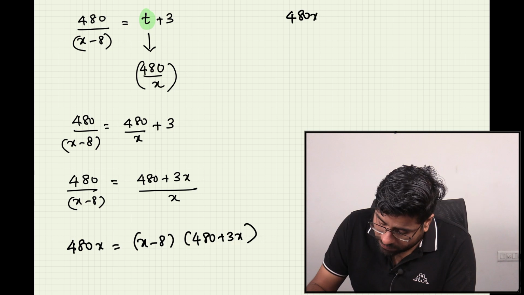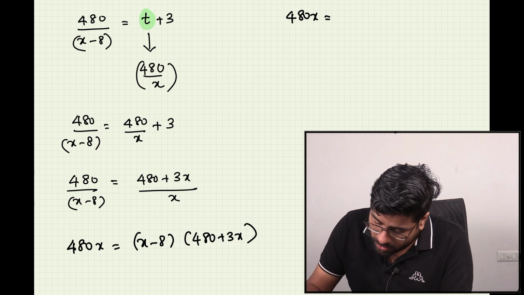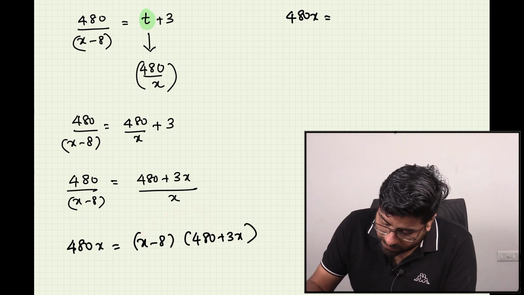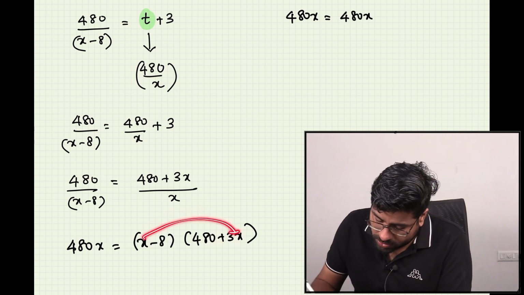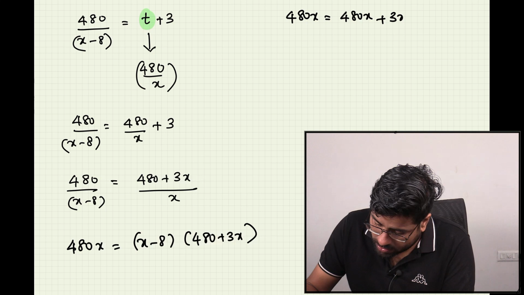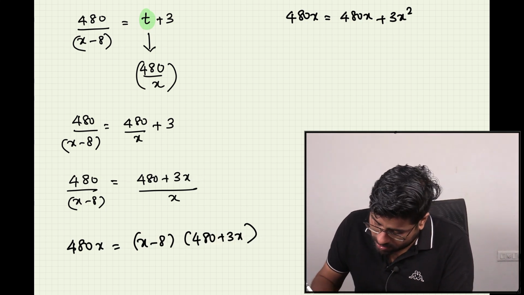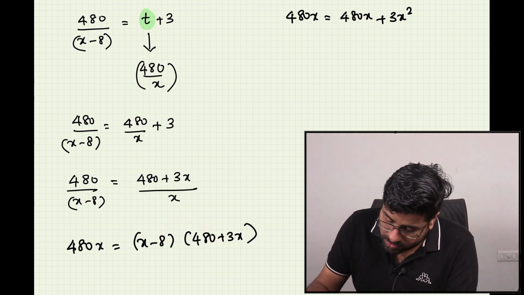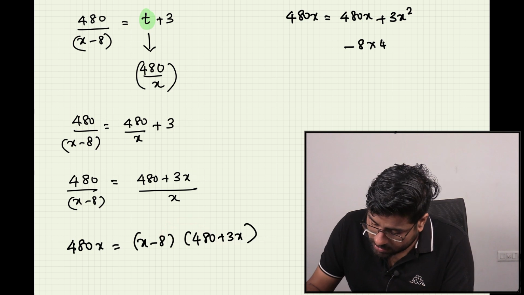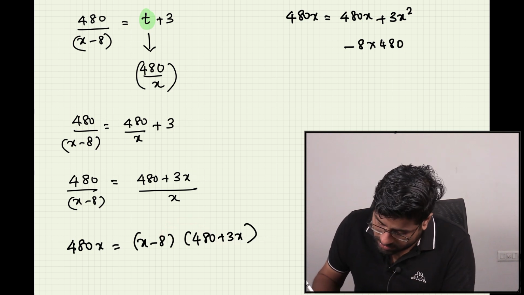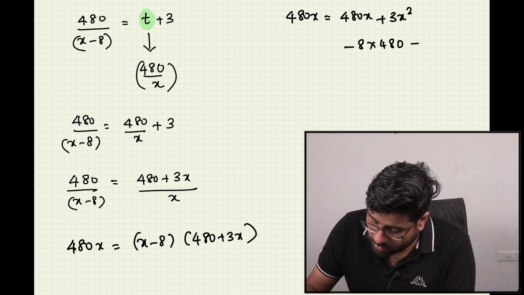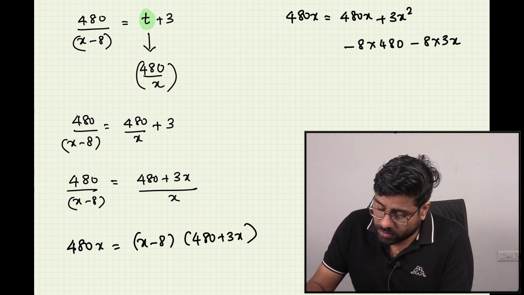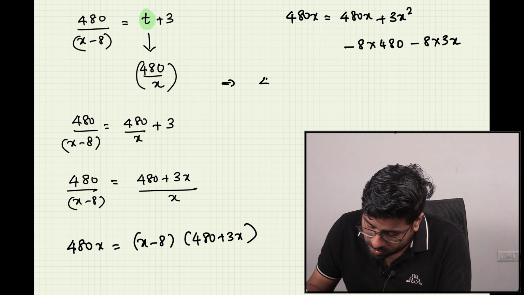So this is going to be like this, and I'm going to multiply. That is going to be 480x is equal to, I'm going to multiply these two, that is going to be 480x. Then I'm going to multiply these two, that is going to be plus 3x square. Now this is going to be minus 8 into 480, then minus 8 into 3x. Now let's simplify the expression.